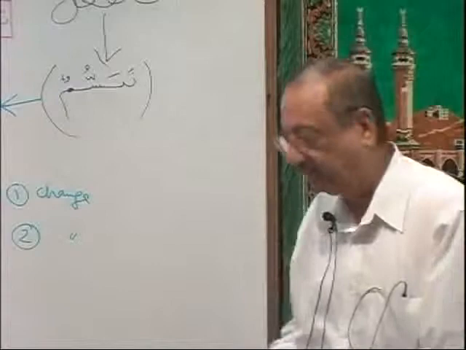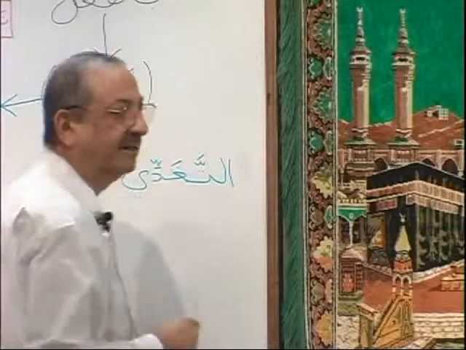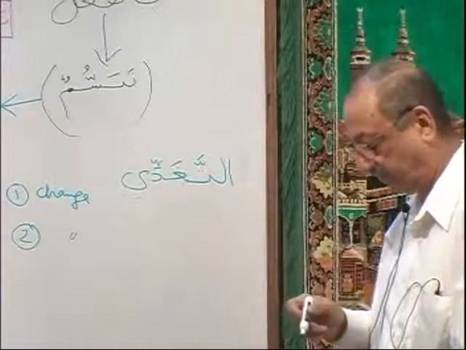But if you put Al there, what will happen? Then the Ya will come out. How will you say? At-tagaddi. Let me write it down. If you put Alif Lam, at-tagaddi. Now, the Ya came out because of Al.